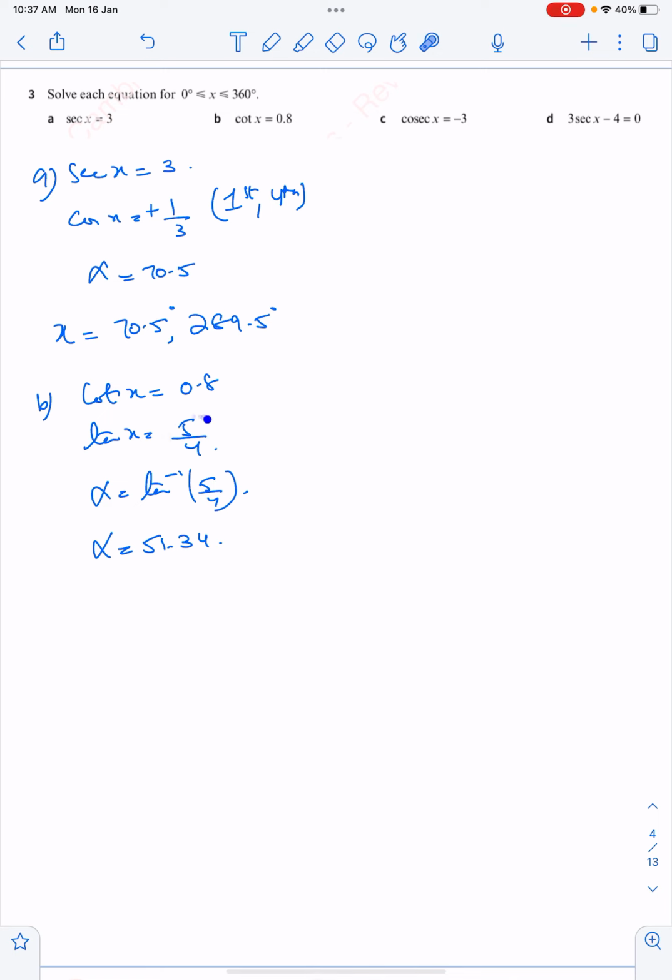Since tan is positive in the first and the third quadrant, we have to find out the angles of the first and the third quadrant only. First quadrant, the angle will be 51.3 only, but in the third quadrant, it's going to be 180 plus 51.3, which is 231.3.